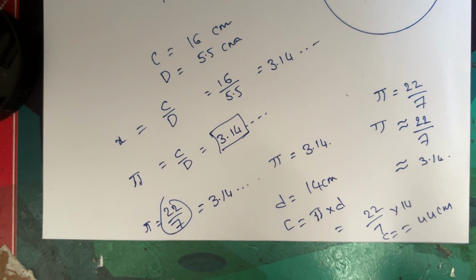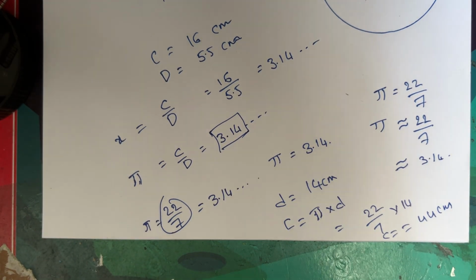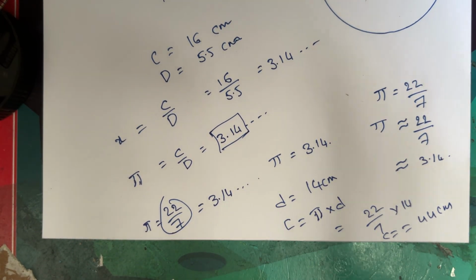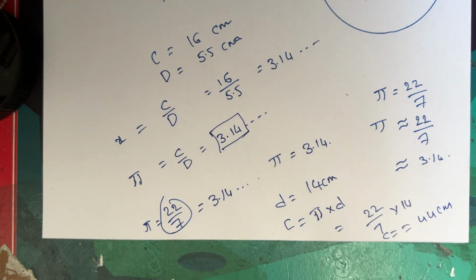As I showed in the examples, if you wrap a string or any thread exactly once around any circle, then straighten the string, its length divided by the diameter of that particular wheel or circle will always give you pi, whether it is a coin, a pizza, the earth, the moon, or whatever may be. Any object in circle format will give you the same value. That is why we call it a magical value. Pi can't be defined to a specific value. It can just be approximated to 22 by 7 or 3.14.